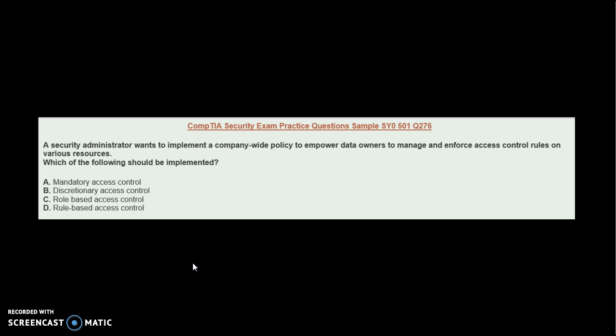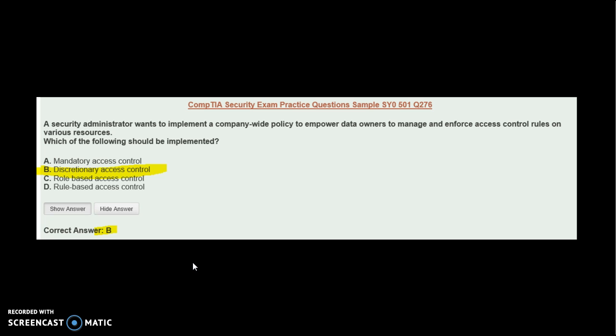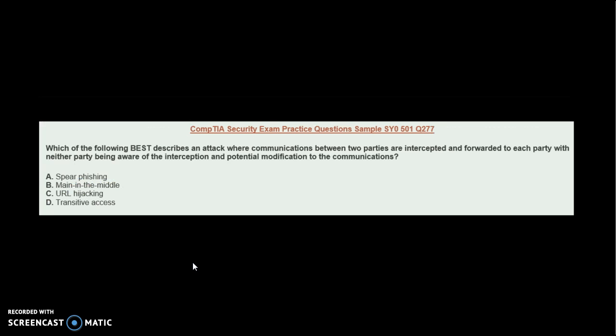A security administrator wants to implement a company-wide policy and empower data owners to manage and enforce access control rules on various resources. Which of the following should be implemented? That is discretionary access control. Which of the following best describes an attack where communications between two parties are intercepted and forwarded to each party, with neither party being aware of the interception and potential modification to the communications?